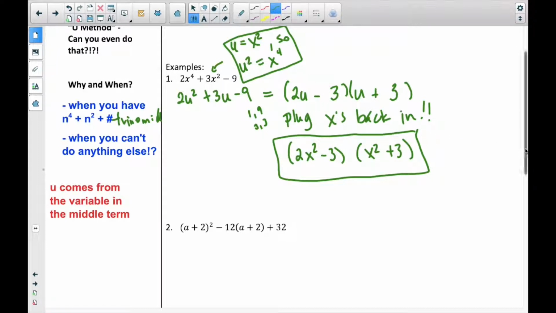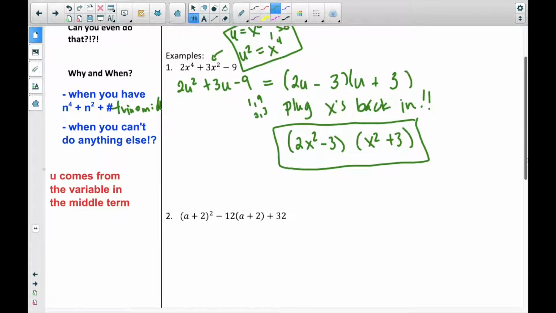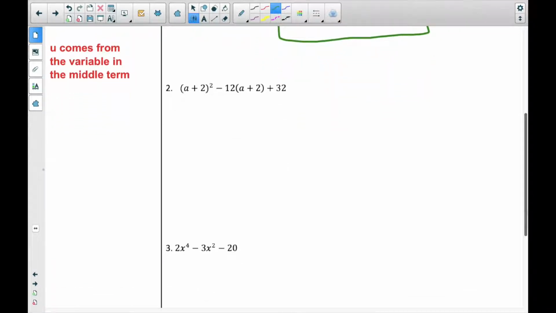So let's take a look at a couple more examples, actually. This next one is a little bit different because our u is kind of bizarre. To find the u, we go to the middle term and we look at the variable in the middle term. So in this case, u is going to be a plus 2. And so if u is a plus 2, then u squared must be a plus 2 quantity squared.